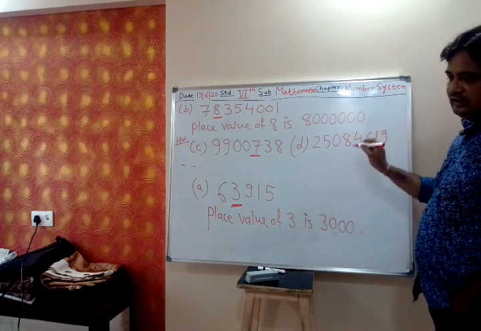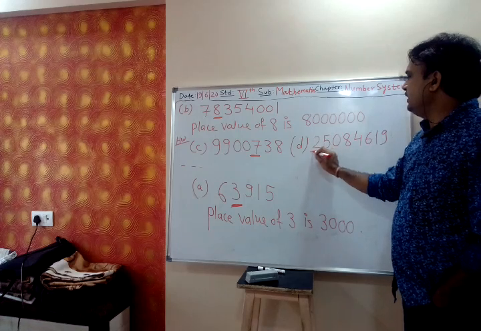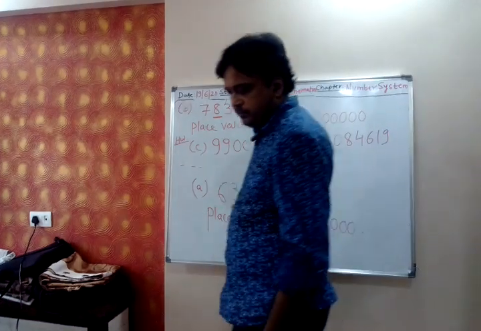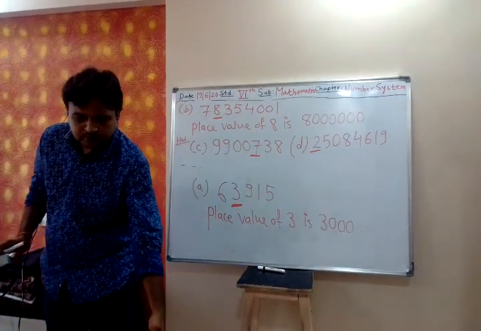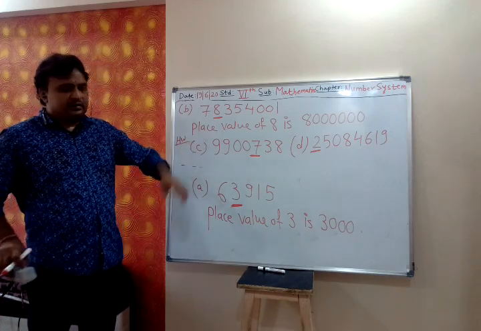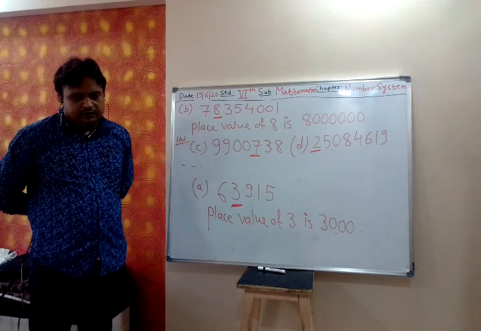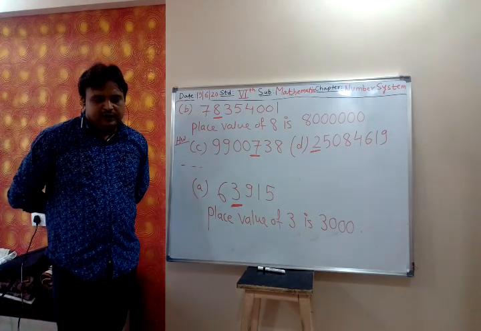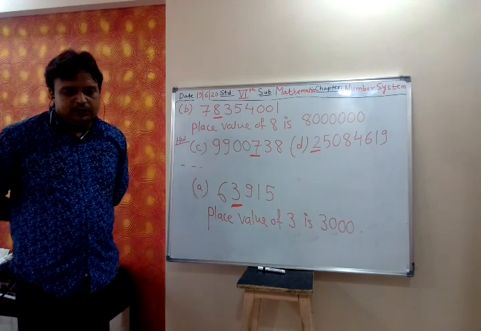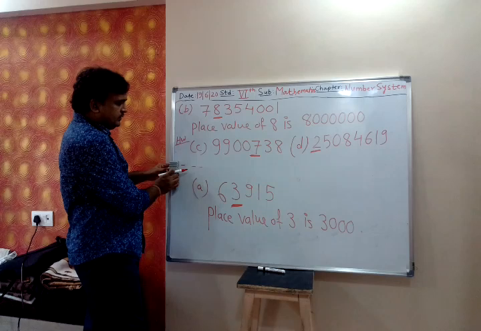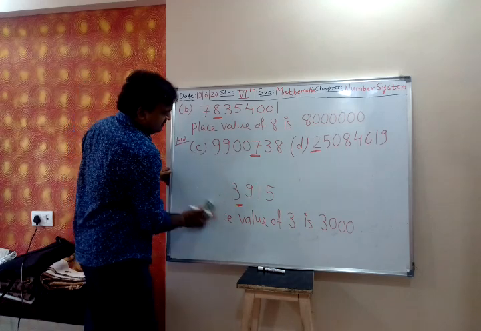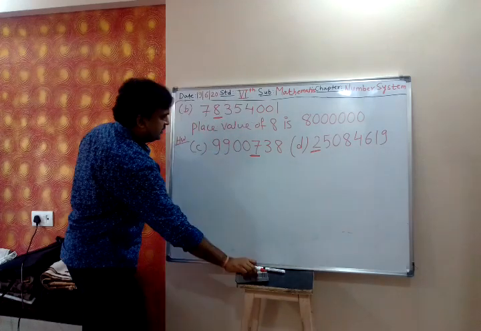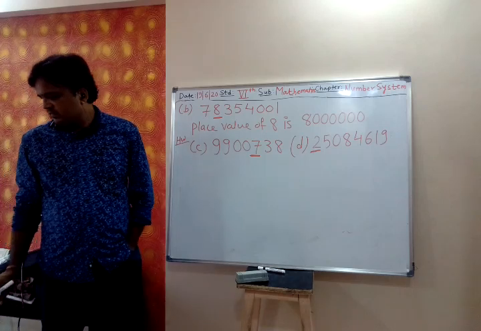25084 and the underlined digit in this is 2. So you have to write the place value. Yes, C and D are homework. So place value means you have to write the position value. Still time is there.